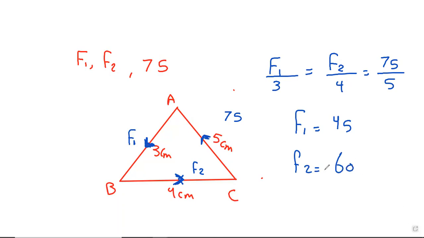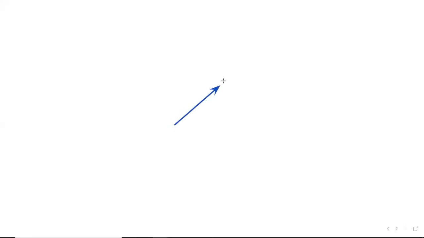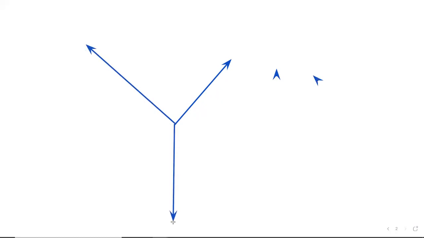What about Lami's rule? Lami's rule: if we have three forces and the three forces are in equilibrium, they are balanced, the resultant equals 0. So let's write F1 here, F2, F3. The resultant of the three forces equals 0. They are in equilibrium. And here we have theta 1, here we have theta 2, and here we have theta 3.